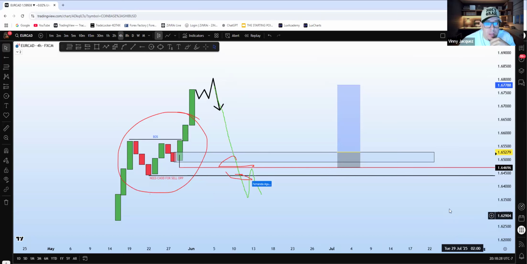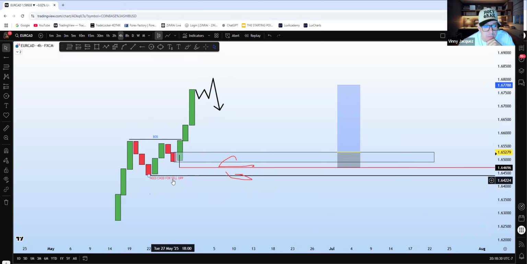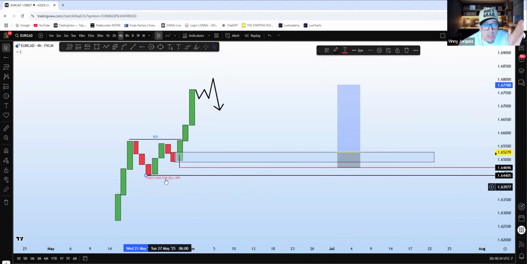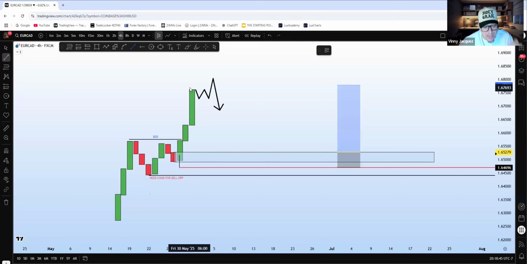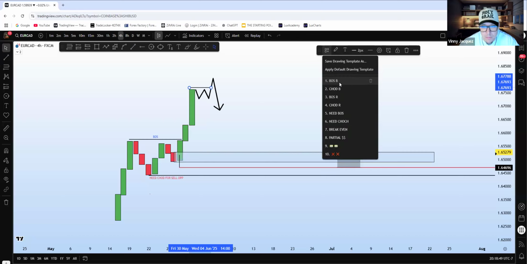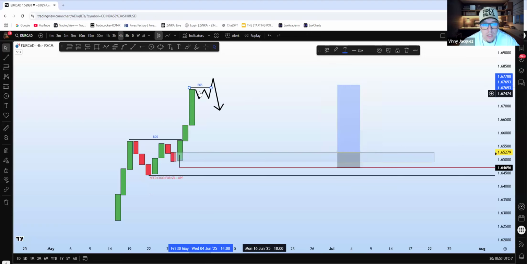Thank you. Thank you. It's right here. This is why drawing your line and telling yourself you need a change of direction for a sell opportunity is so important, because my big reversal is here. This is the counter trend reversal, guys. This is the 1 hour reversal. Break of structure, change of direction.